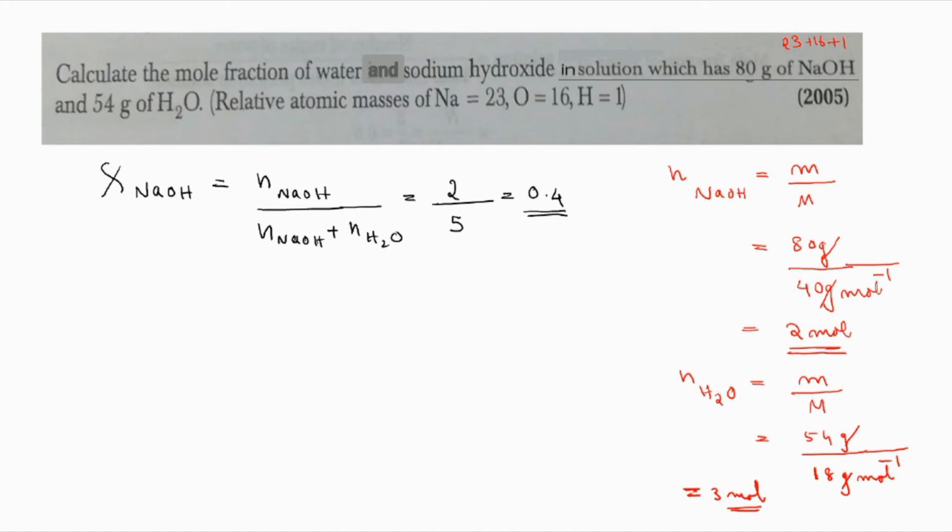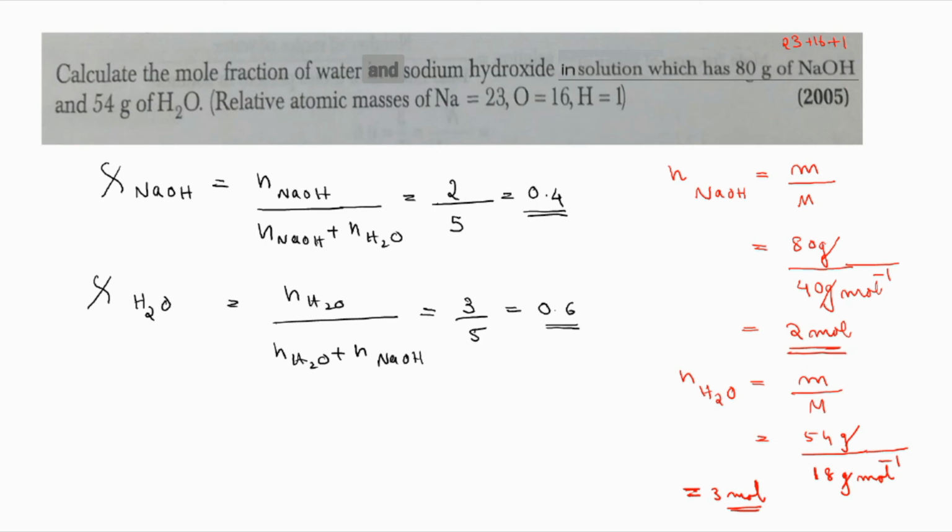Correct? Now, how to calculate the mole fraction of water? That will be equal to number of moles of water divided by number of moles of water plus number of moles of sodium hydroxide. What's the number of moles of water? That is 3 mole. 3 divided by 5. So that will be equal to 0.6. Now got the answer?